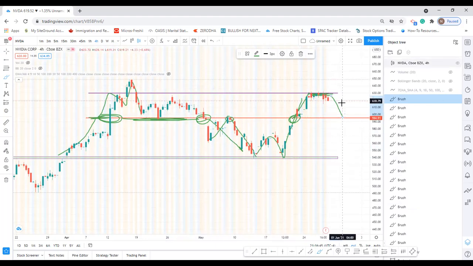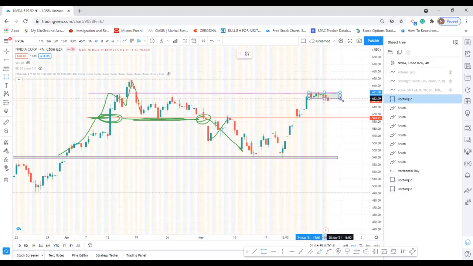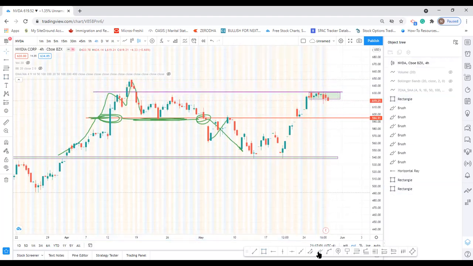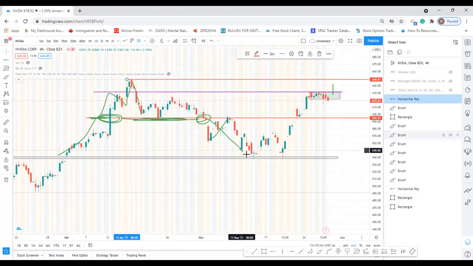Or if the price is bullish this way, and if it gives the breakout from that particular zone, and if it crosses this area, which is the high 648 area, that means a new journey will start for the NVDA.